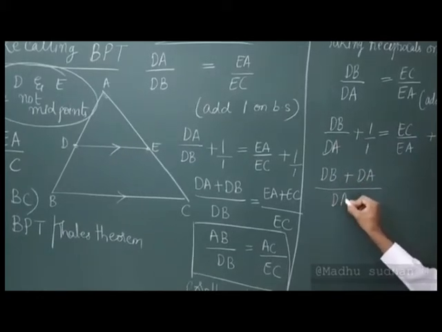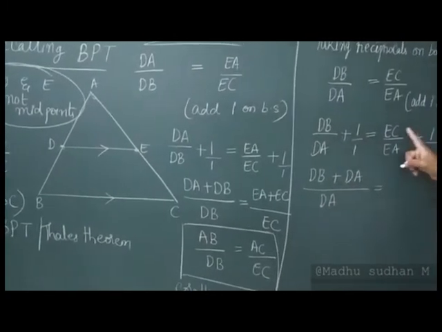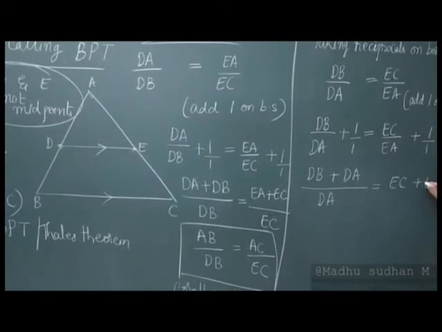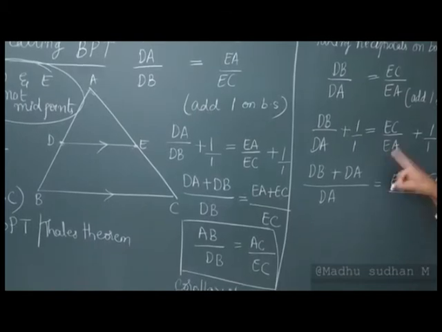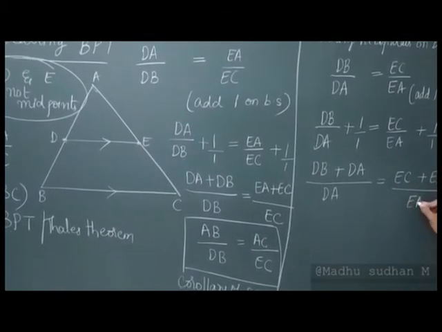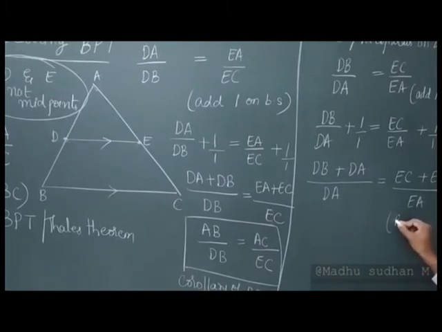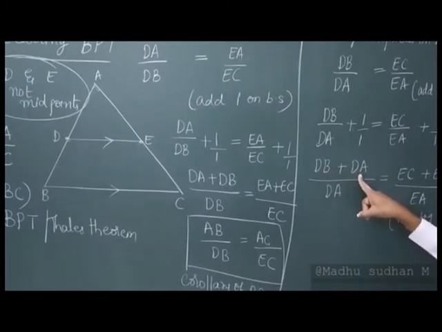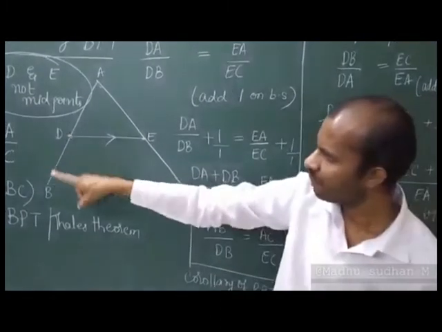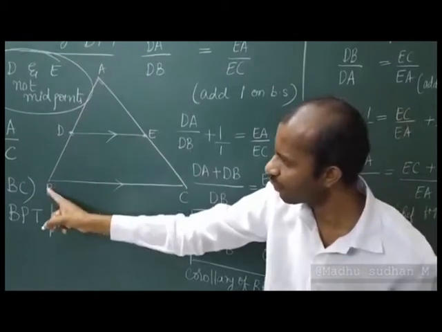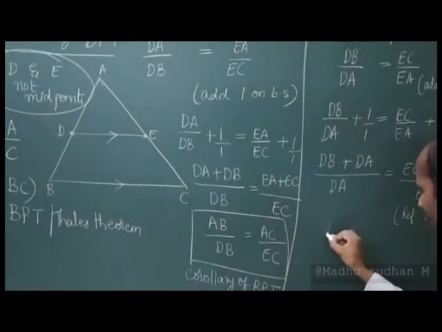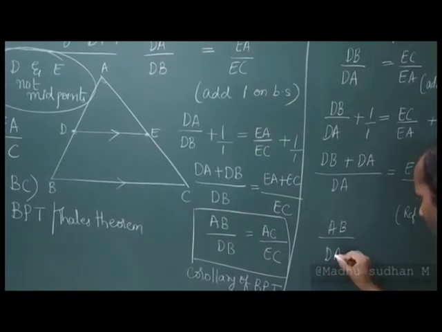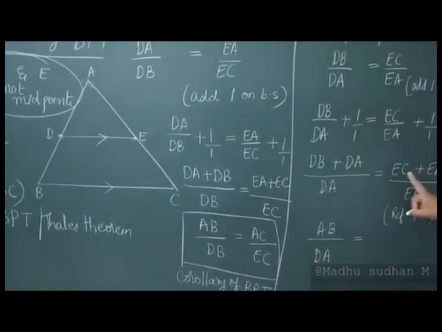So this is dA, which is equal to EC into 1. So let me write EC plus EA into 1. I shall get EA here. EA into 1. This is EA. So now again refer to the figure. If I refer to the figure, what is my dB plus dA? Again refer here. dB plus dA. Is it not the total length AB here? So replace that by AB divided by dA, which is equal to EC plus EA.